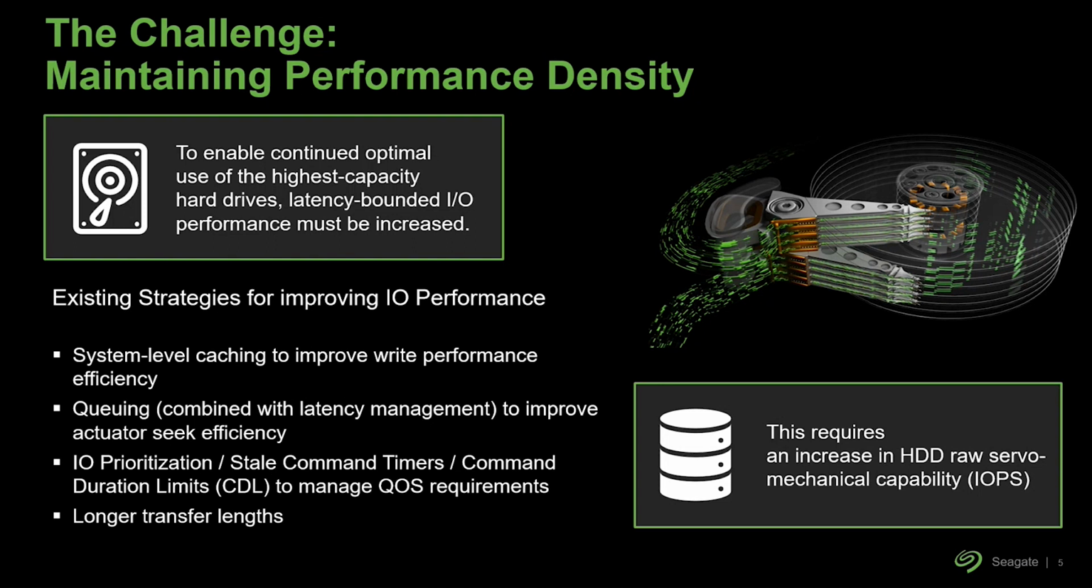And then we have these other technologies, IO prioritization schemes, scale command timers. A newer one that's very popular, that gives you a lot of control over having different classes of performance for different processes, is command duration limits. We could give a whole talk on that, but there's a lot of information out there. That's also allowing CSPs to make sure that their highest performance requirements are met, while other activities of an application that don't require high performance can have lower latencies. And then longer transfer lengths is always a good strategy.